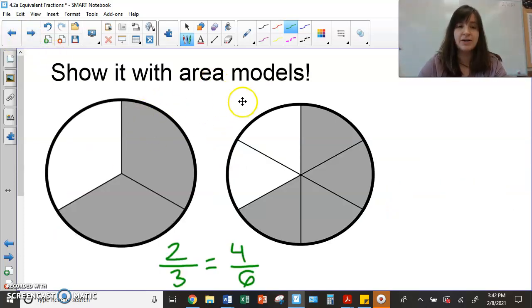Let's show it with area models. So in this picture, I have 2/3, okay? 2 out of 3 are colored in the circle. Over here, I have 6 pieces in my denominator and 4 of them are colored in. So I have 4/6 over here and I have 2/3. You can see that those represent the same amount. So these fractions are equal to one another. These are equivalent fractions.